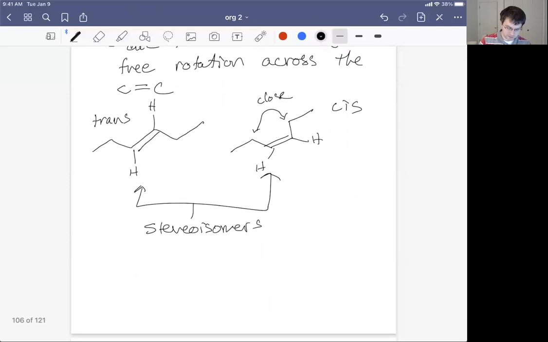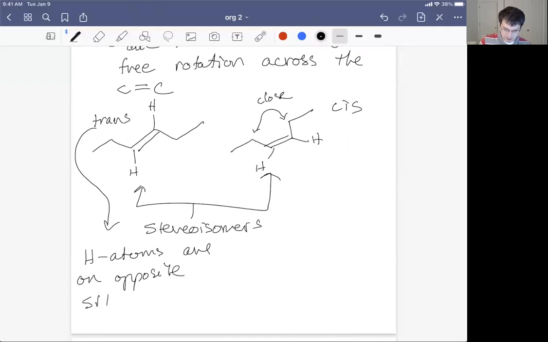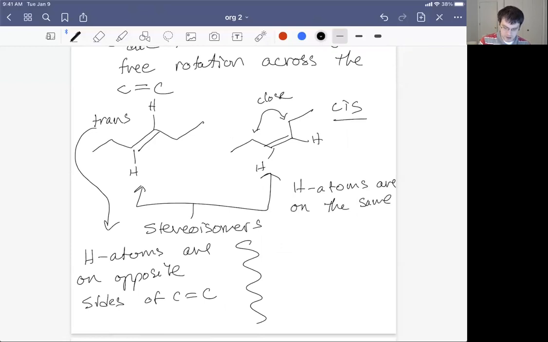Now where this comes from is the H atoms are on opposite faces or opposite sides of the CC double bond. Whereas in the case of the cis isomer, the H atoms are on the same side of the CC double bond. Okay.